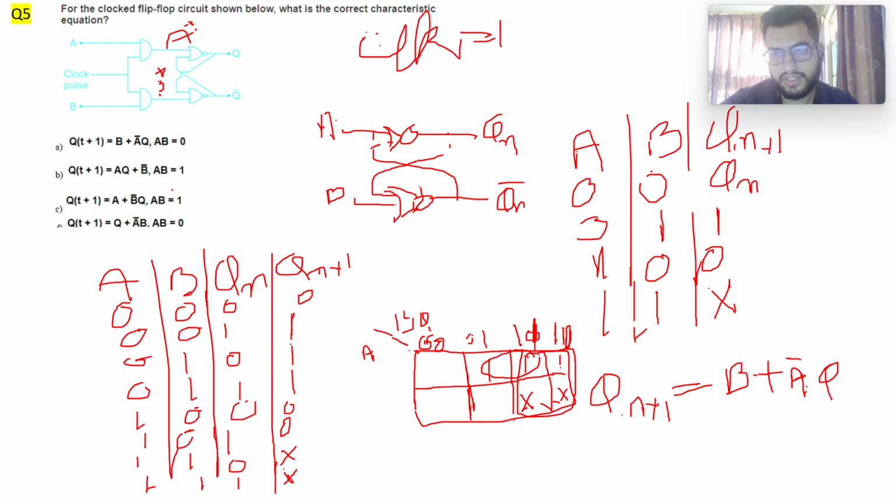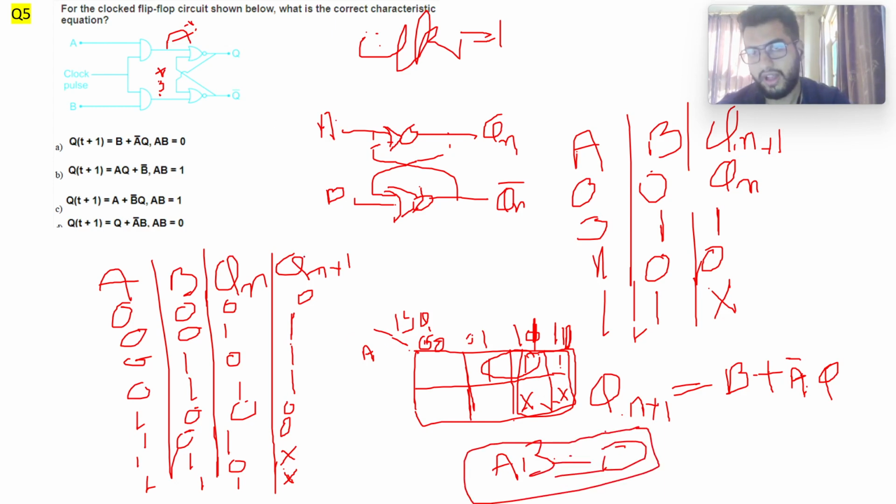Now there is also a second condition you need to figure out, that is AB. So if you carefully look at these tables, for condition A equal to 1, B equal to 1, you have an invalid condition at the output. So that means AB, that is the AND operation between A and B, should always be equal to 0, because if AB is equal to 1, you will get an invalid condition. So this is valid for only AB equal to 0, right? Otherwise we will have invalid condition.